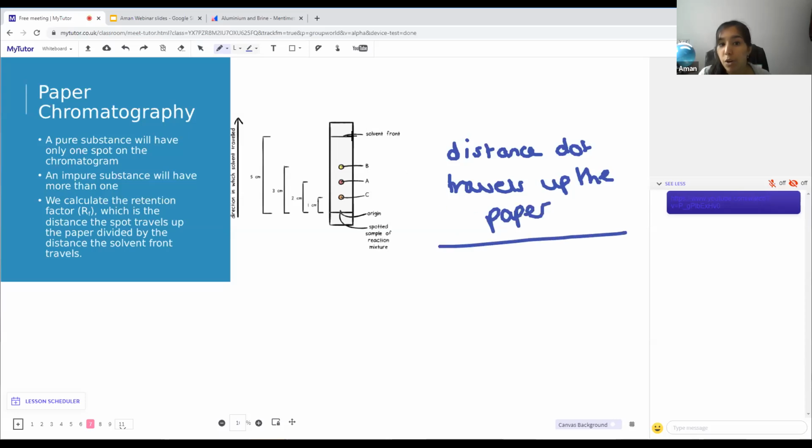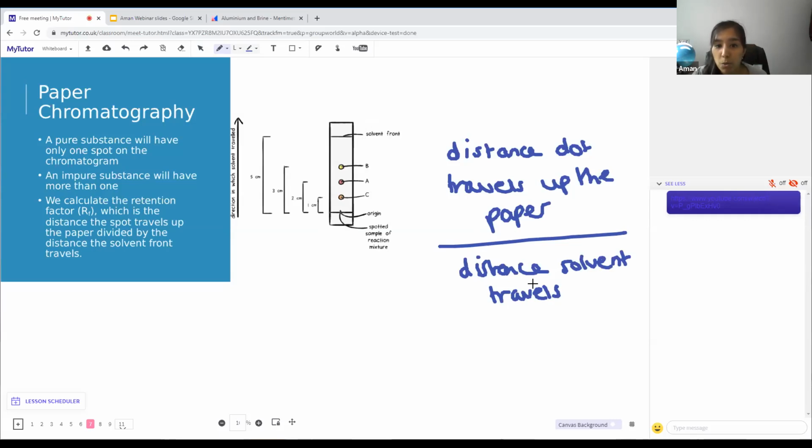by the solvent front. The solvent front is essentially where the water, which is our solvent, stops once it has travelled up. It will travel up the paper and at a certain point it will stop. Where it stops, you will get this line, and that is called the solvent front. So it's basically the distance the solvent front travels. I'll just put the solvent at this point, but it's called the solvent front if you want the proper name for it.